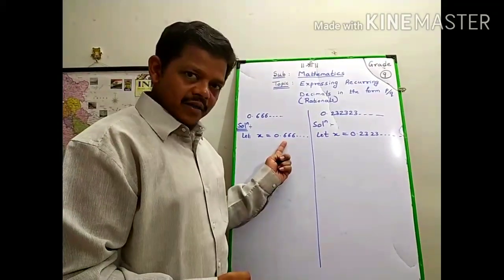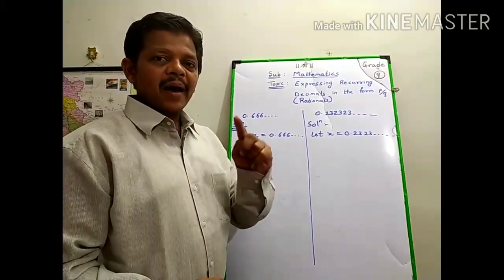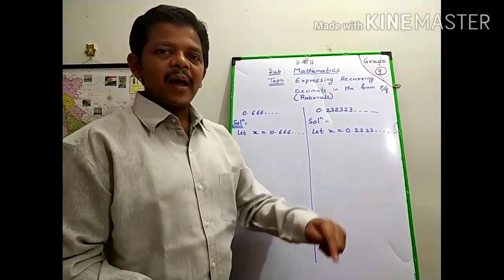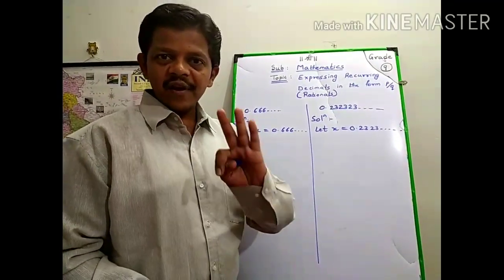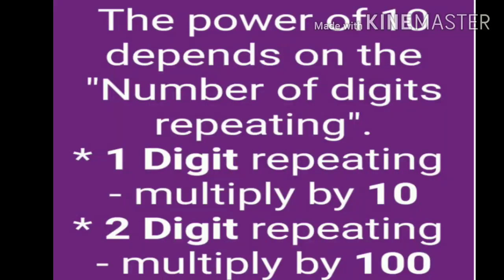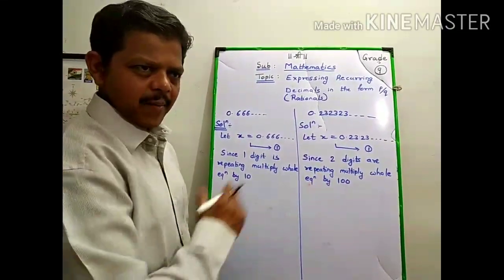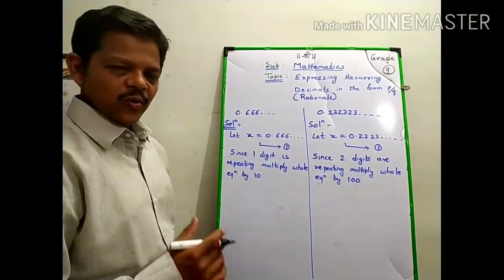Because a single digit is repeating, we will multiply by 10. 2 digits are repeating, we will multiply by 100. If 3 digits were repeating, we would have multiplied by 1000. Okay. So as here 1 digit was repeating, only 6, we are going to multiply by 10. Since here 2 digits are repeating, we are going to multiply by 100. Now we'll first complete this part. Parallelly we can do this same type of example. It's very easy.